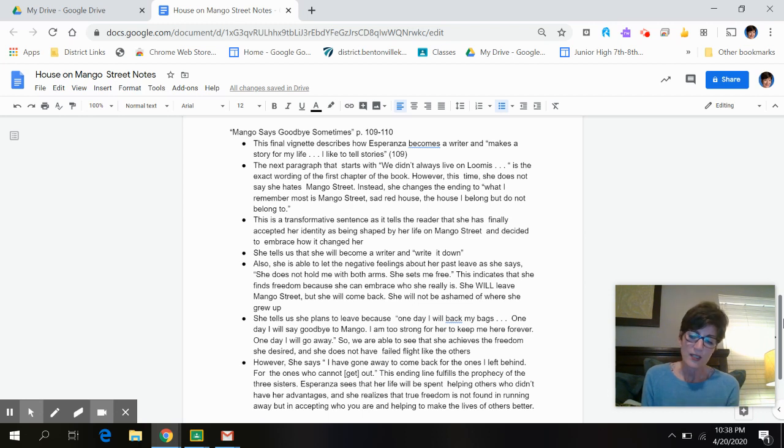But in this book, when I get to the end, regardless of how many times I've read it, I feel like I'm saying goodbye to a dear friend, and that Esperanza has journeyed so far through this book and come so far, and this is where she tells us goodbye.